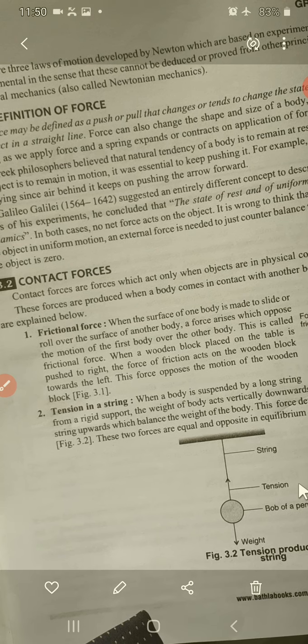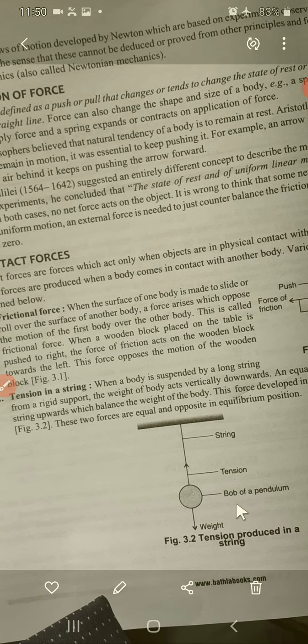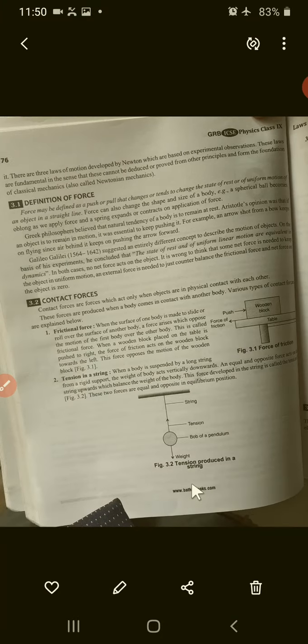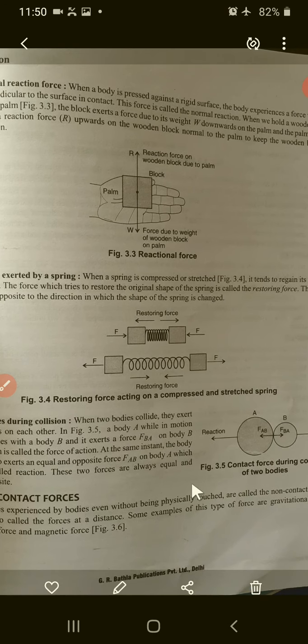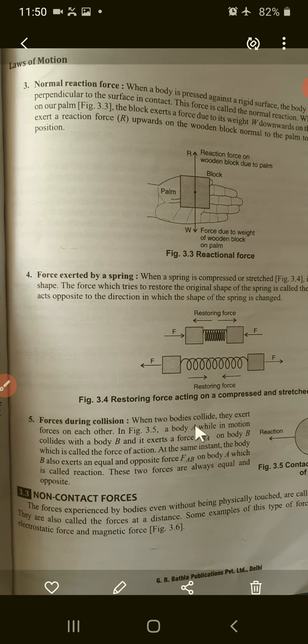Next, tension in a string. In this figure there is a bob, and tension is here due to weight. If there is no weight, then there is no tension. So due to weight there is tension in the string. So tension in a string is a contact force. Tension is nothing but a force. It is a contact force.